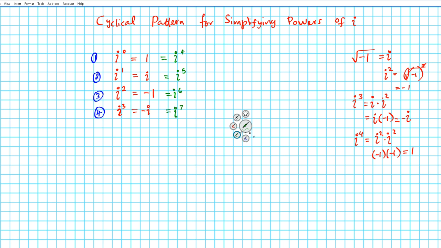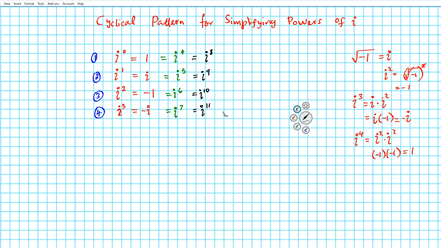Now guess where i to the 8th is going to go. You're going to cycle right back to the top. All right, so this would be i to the 8th, i to the 9th, i to the 10th, and i to the 11th power. So the pattern basically continues forever.